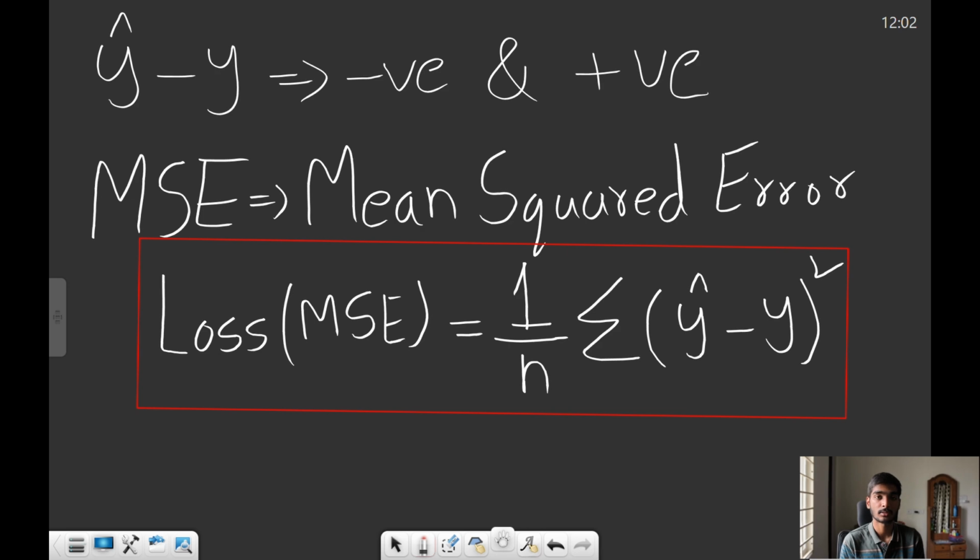This mean squared error also does something unique. It penalizes the large errors. For example, consider an error of $1 or 1 rupee between the sales.